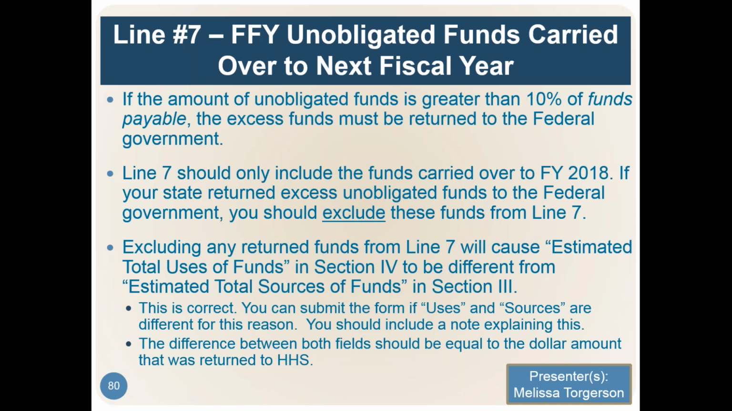You can still submit the form, but you need to include a note that says we actually did not obligate. This is an example. We did not obligate 15%. We're going to carry over 10% of it, and the remaining 5% we're returning to the feds. Once again, this can sound complicated and be tricky to get your head around, but give us a call if you're finding yourself in a situation. We'll help walk you through where to put things in different fields.